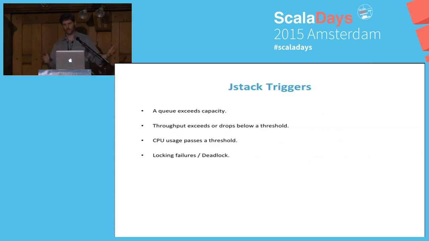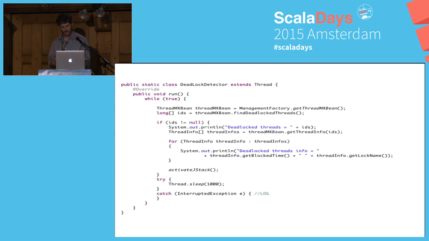Some triggers that you might use to take a self-JStack can be queuing exceeding capacity, throughput exceeding a threshold. My favorite one, by the way, is deadlocking. This is a cool trigger. If the JVM deadlocks at any point in time, I want to know. Deadlocks are the worst. They're sporadic, they don't happen often, they're hard to reproduce, and they have a tendency to happen in production to usually our most valuable customers.